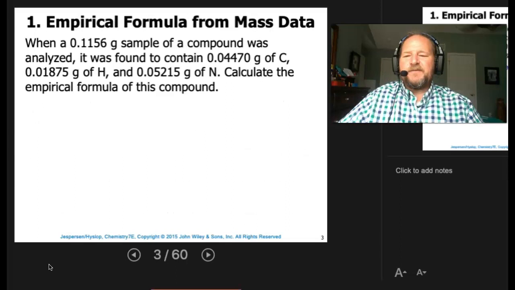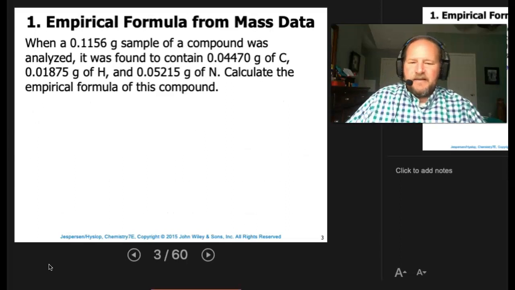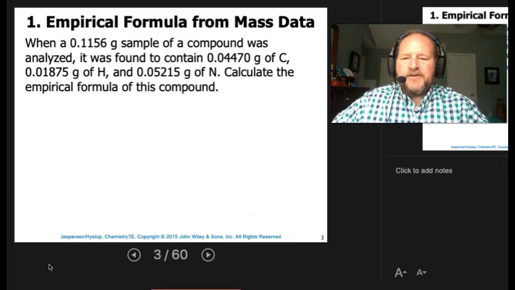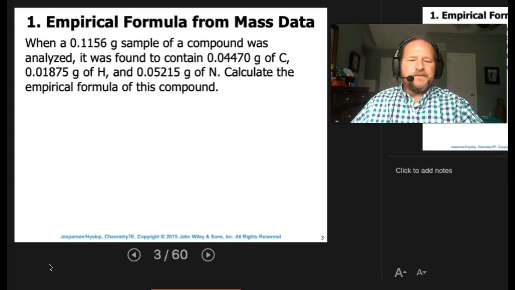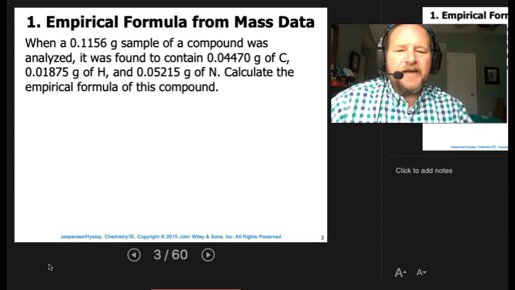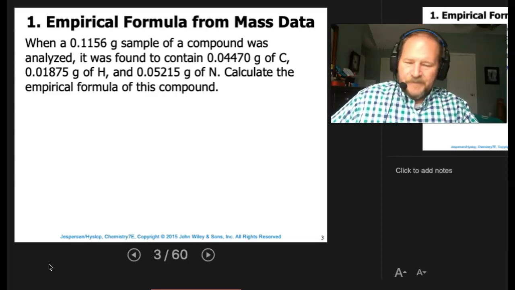And then I posed the problem where we had a sample of a compound. We know how much carbon, hydrogen, and nitrogen was there. And then I realized that we were at like 27 minutes and said, okay, let's stop here. So let's pick up from there.